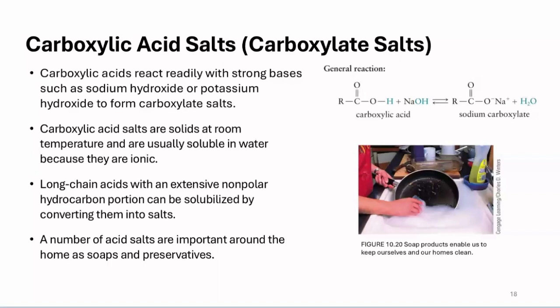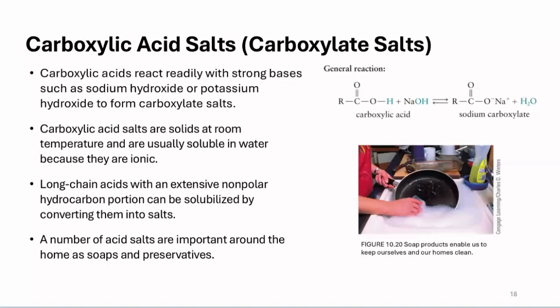Carboxylate salts are actually solid at room temperature and are usually soluble in water because they are ionic compounds that now have elements from group 1A in the periodic table. And if we go back to our knowledge of solubility rules, anytime you have an ionic compound that contains sodium, lithium, potassium, or rubidium, meaning cations from 1A, those compounds are soluble.